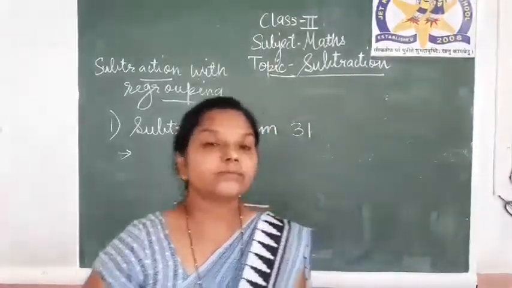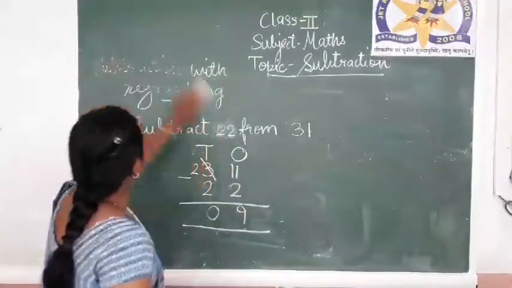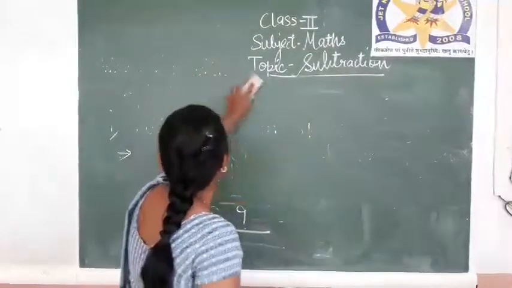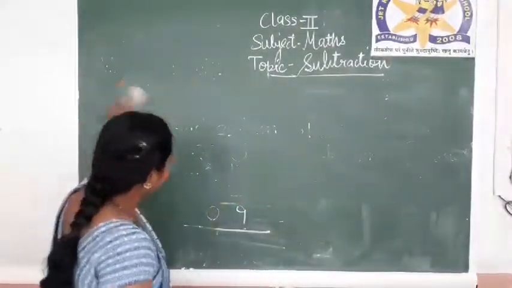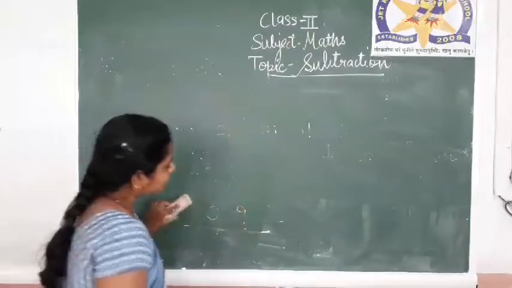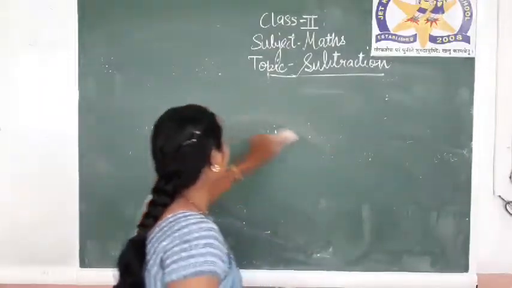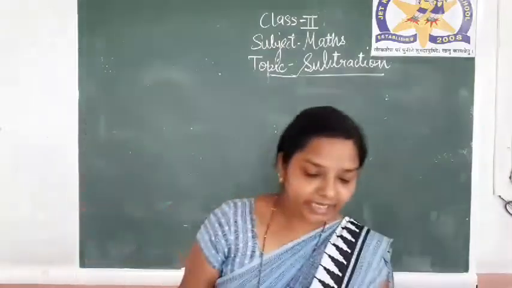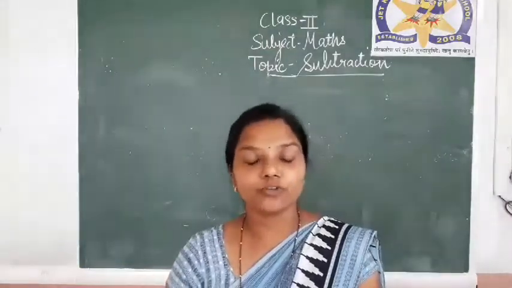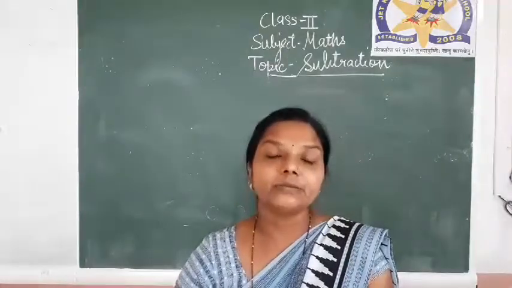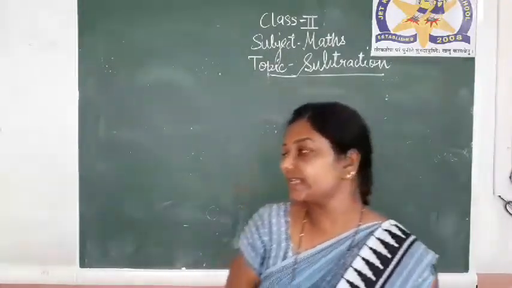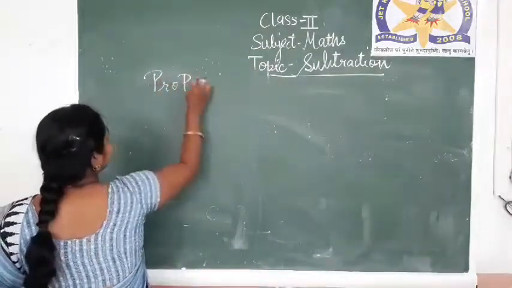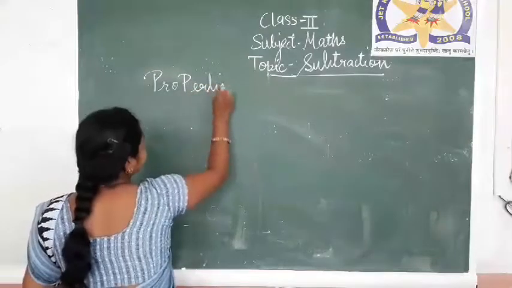This was about subtraction with regrouping. Now let us discuss some properties of subtraction. What are the different properties of subtraction? We previously have also discussed in detail the two properties of subtraction. The first property is when we subtract 0 from any number, we get the number itself. If you subtract 0 from any number, we are going to get the number itself.